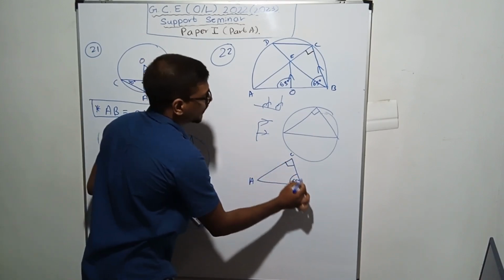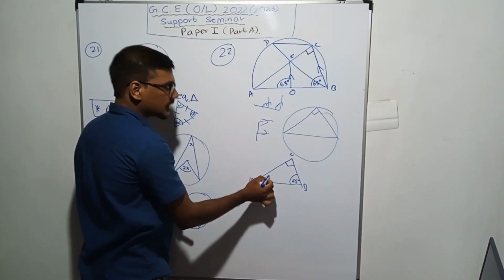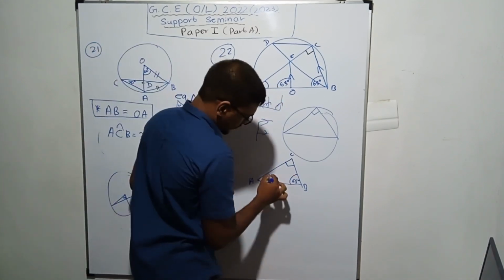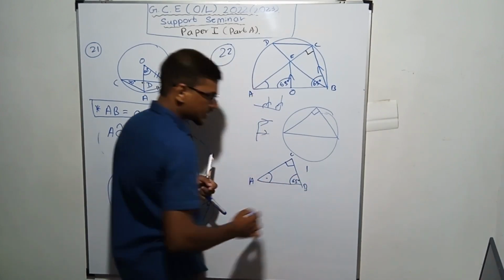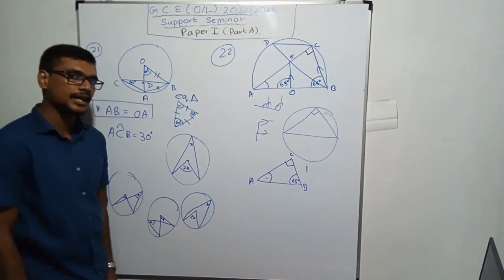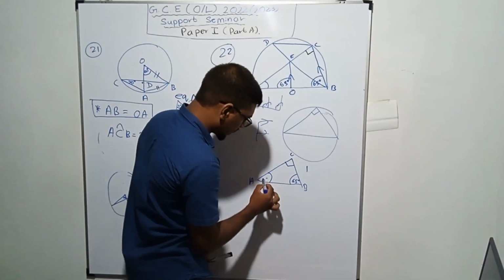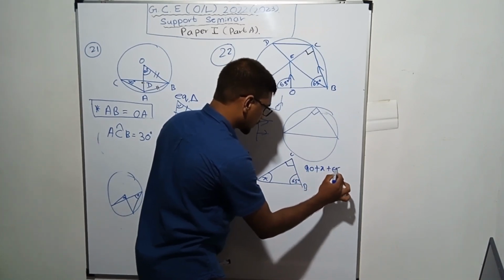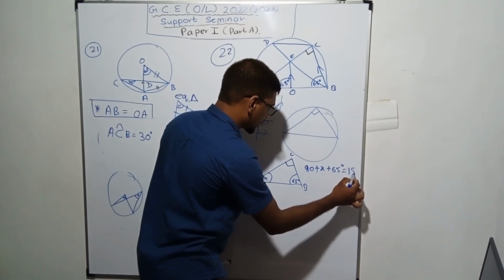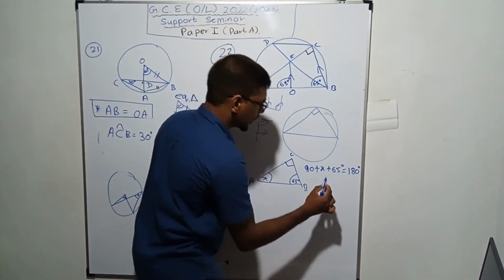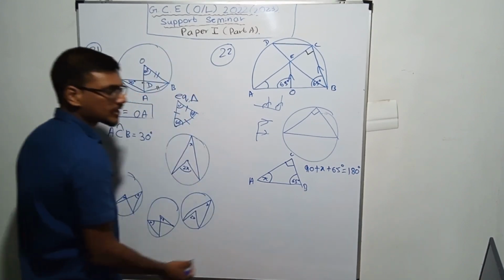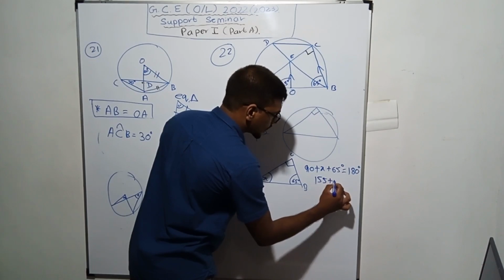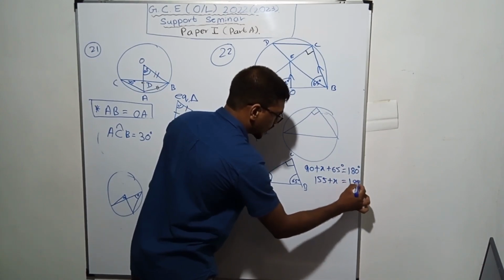A, C, B. So can you find the value of the angle at this place? What will that be? What's the theorem? Interior angle sum of a triangle is 180. 90 plus, I will mark this as x, 90 plus x plus 65 is equal to 180 degrees. Then 90 plus 65 is 155, plus x equals 180.